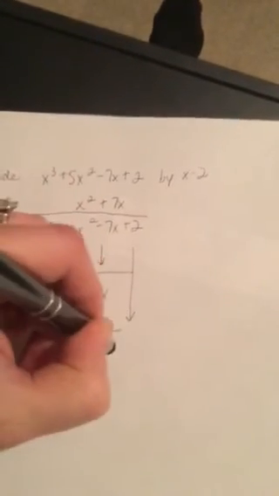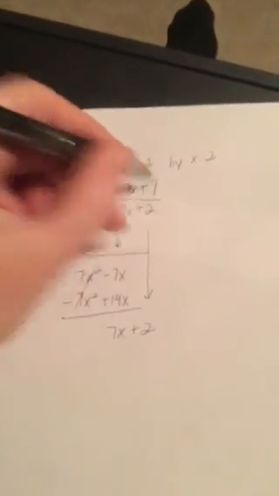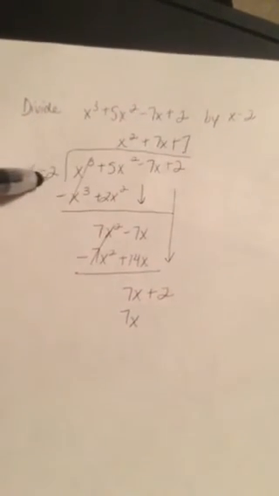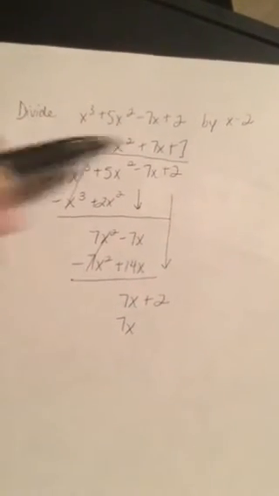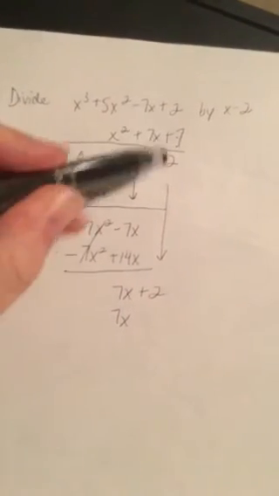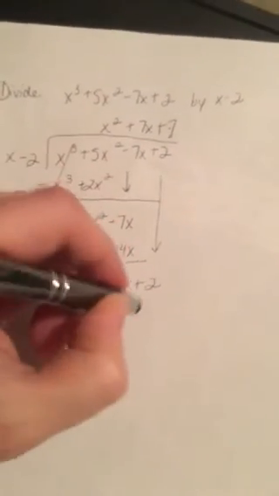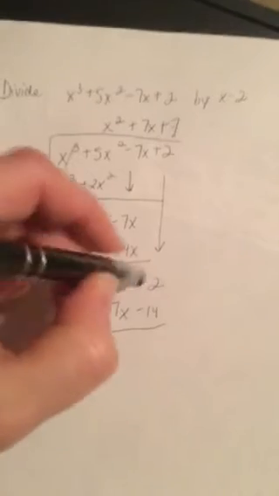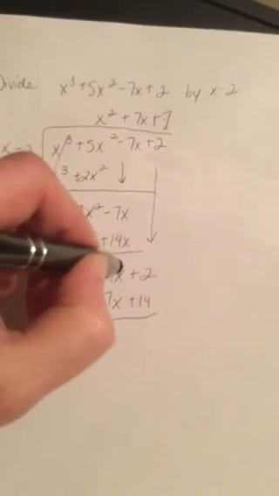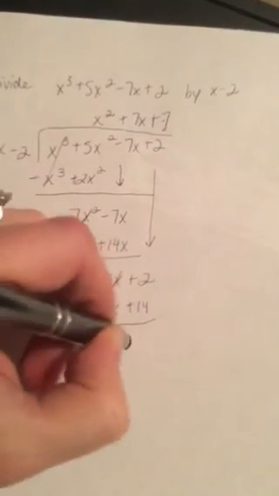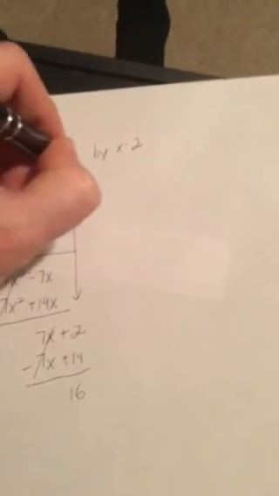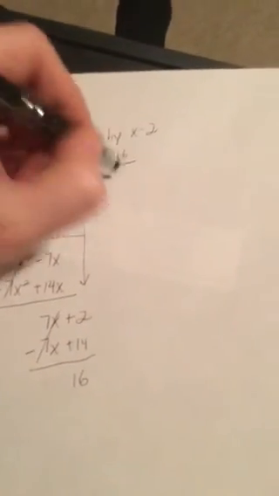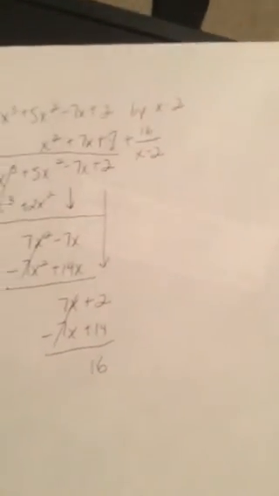I can bring one term down. Now, x times 7 is 7x. 7 times negative 2 is negative 14. Subtract or add the opposite. That cancels out. Here I get 16, so it's plus 16 over x minus 2.